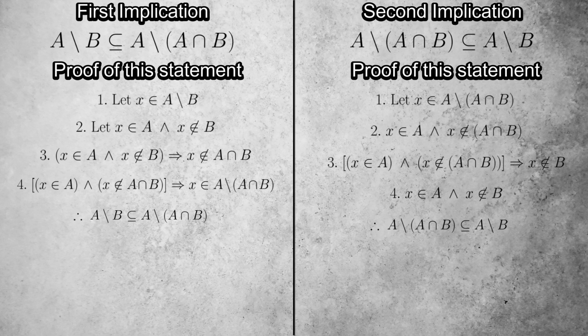Thus, X was an element that was taken from the difference between A and A intersection B, and it ended up being as well an element in the difference between A and B. Therefore, the difference between A and A intersection B is contained in the difference between A and B. Thus, as we have shown the two inclusions, we can conclude that indeed the difference between A and B is equal to the difference between A and A intersection B.